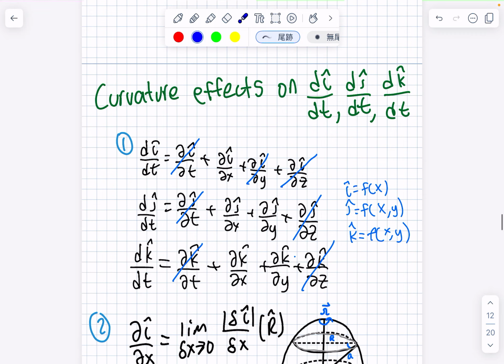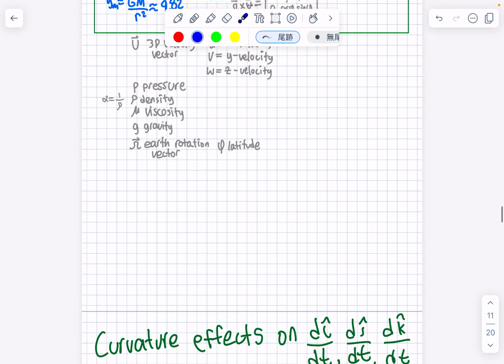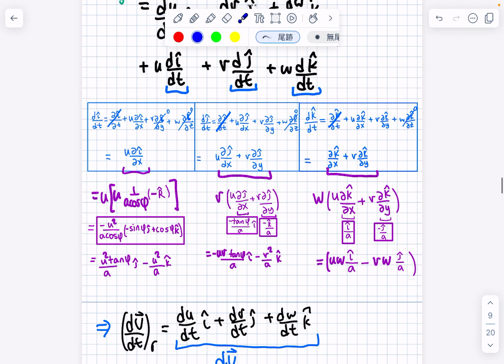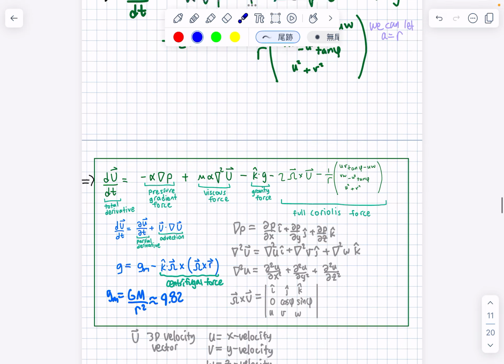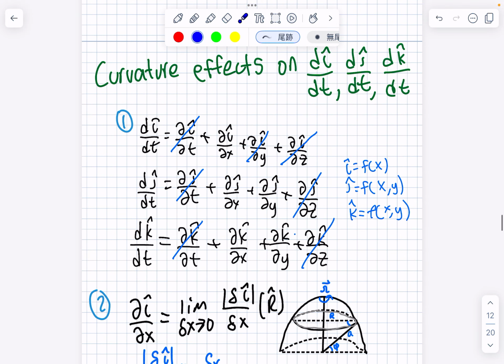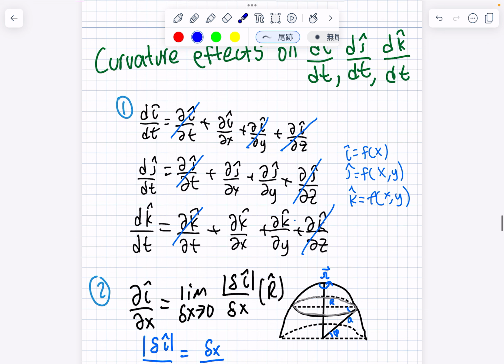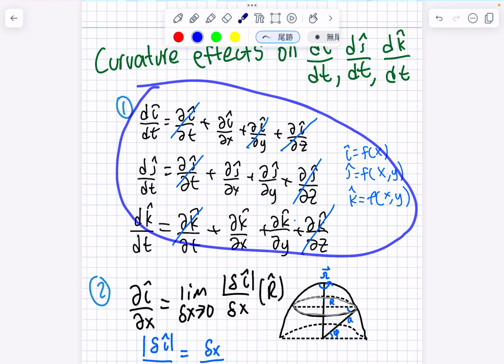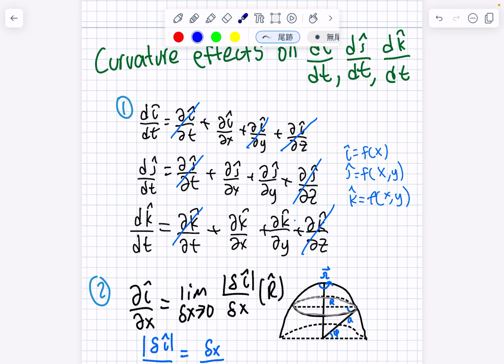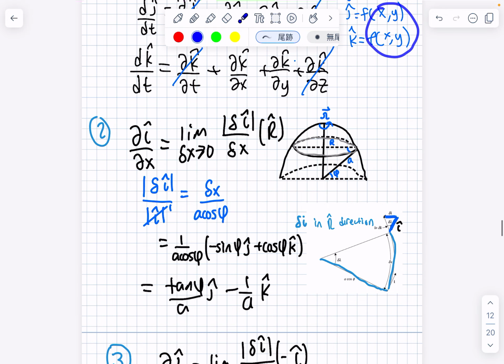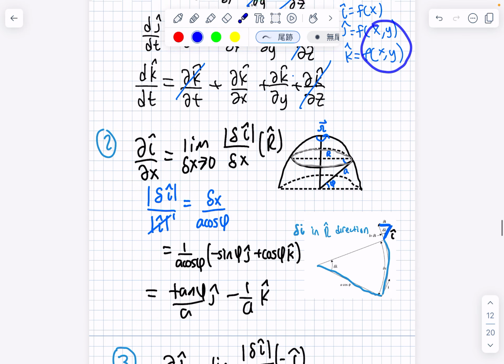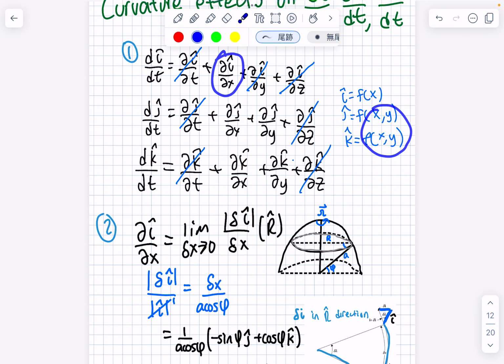Now I will talk about these derivations here. How did we do this? We already discussed that i is a function of x, and j and k are both functions of x and y. Now we have a few terms to get through: partial i partial x, partial j partial x, partial j partial y, partial k partial x, and partial k partial y.